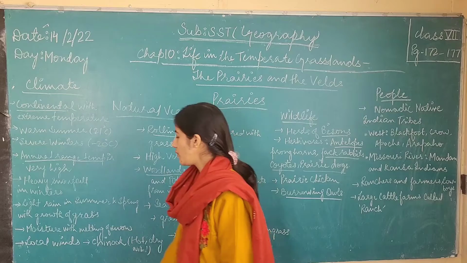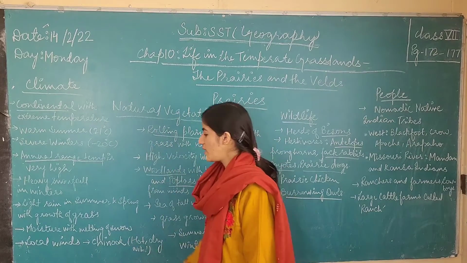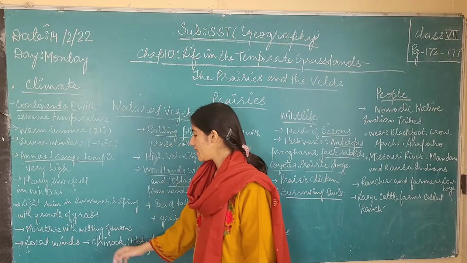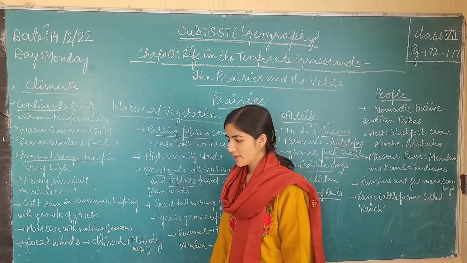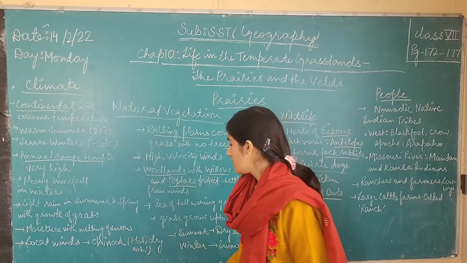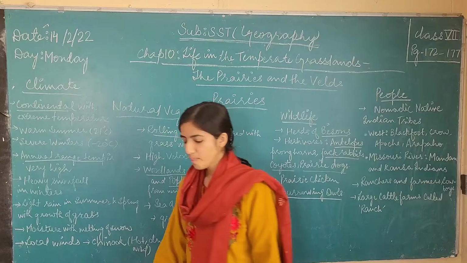Then the local winds, which are known as Chinook, also blow in this region. And what type of winds are these? These are hot and dry winds. These are quite hot and dry, and these are also the winds that are responsible for the melting of the snow.